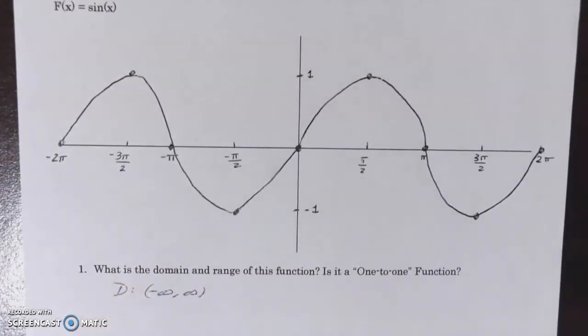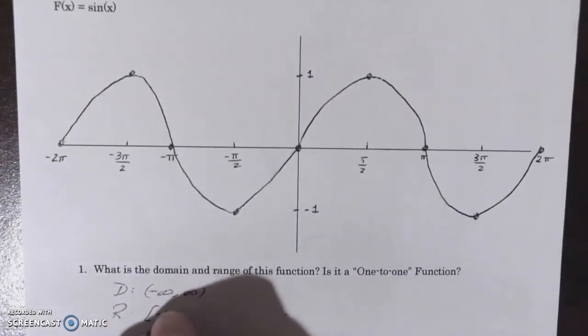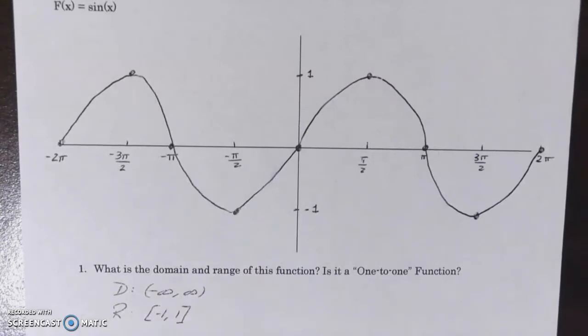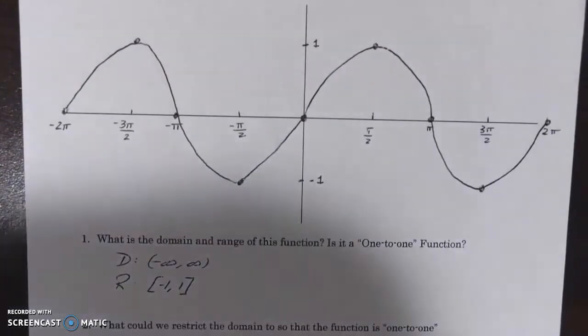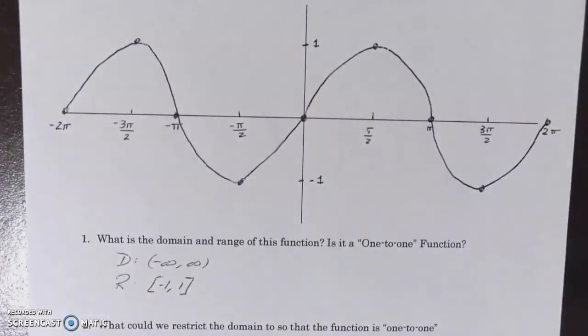Well, the domain is all real numbers, negative infinity to positive infinity. Our range, negative 1 to 1. We've known that for a long time. Then we get this question, is it a 1-to-1 function? So for years, you guys know the definition of a function. Basically, does it pass the vertical line test? For every input, is there only one output?